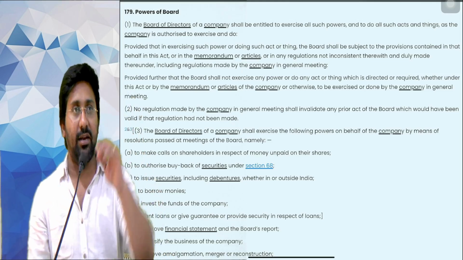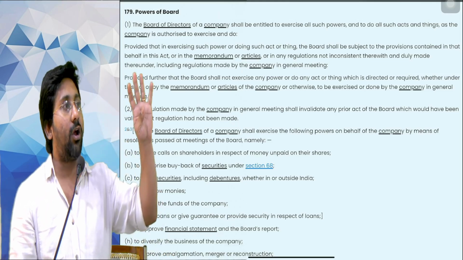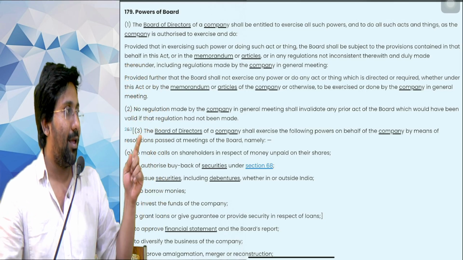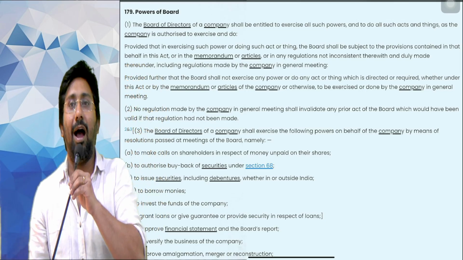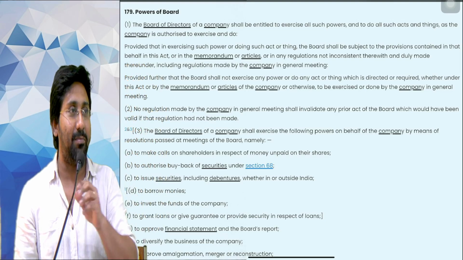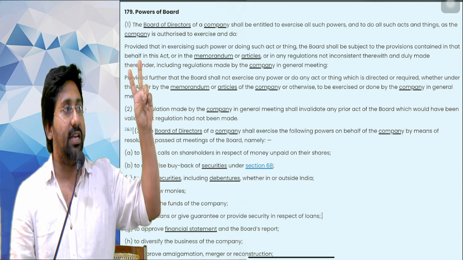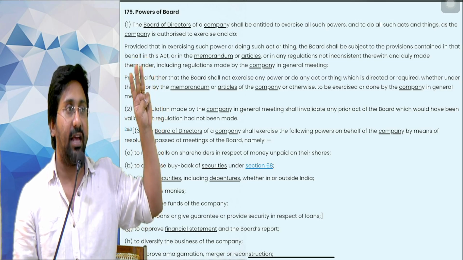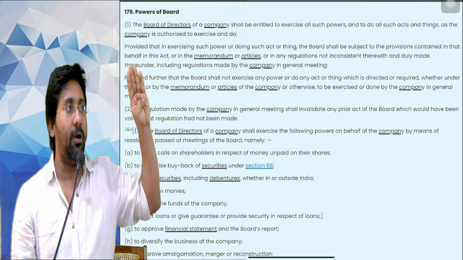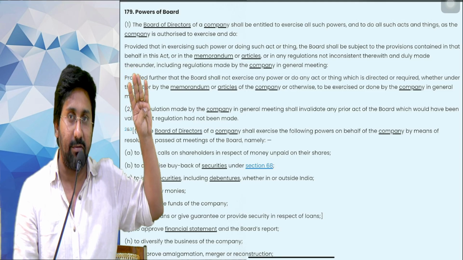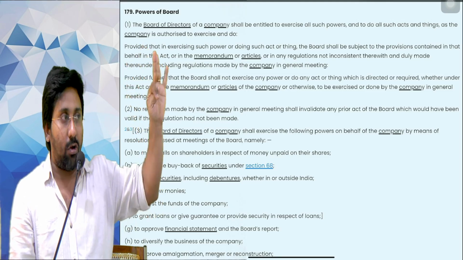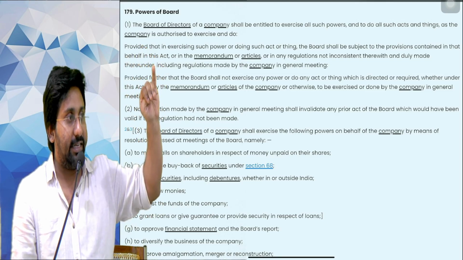Let us understand clearly. So there are 4 ordinary businesses. Number 1, approval of annual financial statements. Second one, declaration of dividend. Third one, reappointment of retiring directors and appointment of auditors and fixing remuneration. How many are there totally? 4. First one, accounts, dividend, directors, auditors.